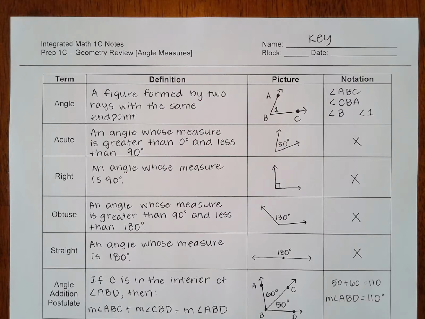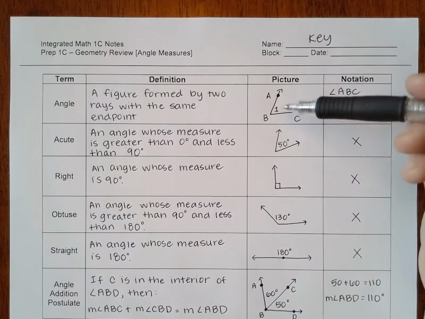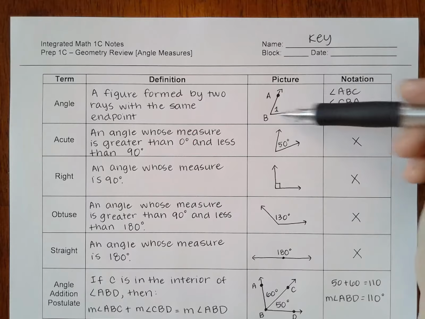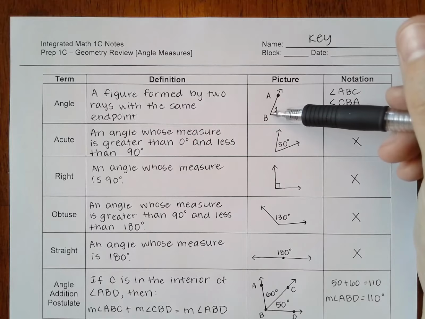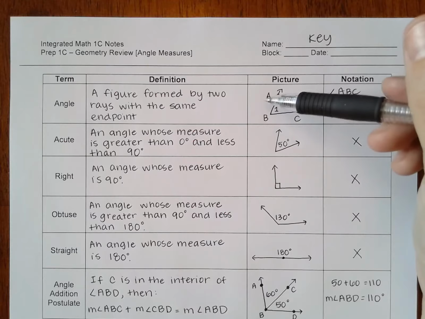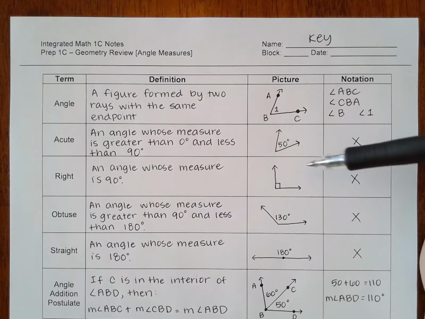An angle is defined as being a figure that's formed by two rays with the same endpoint. So a ray has an endpoint, and so I have ray BA and ray BC that both begin at endpoint B and then continue on in their directions. So this is an angle because these two rays share this endpoint B.